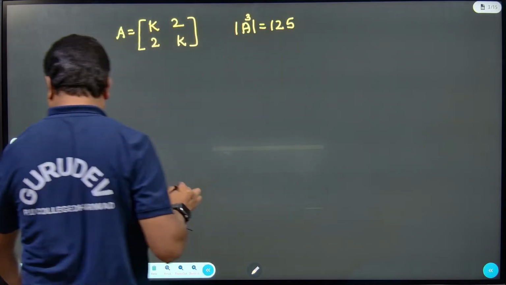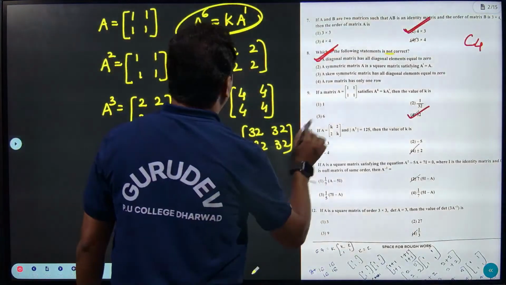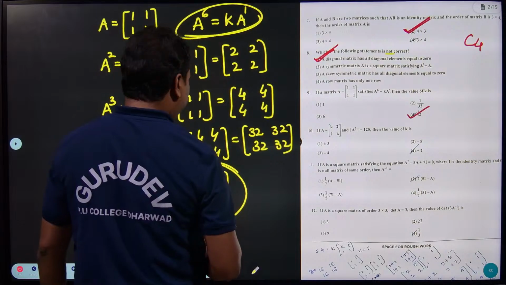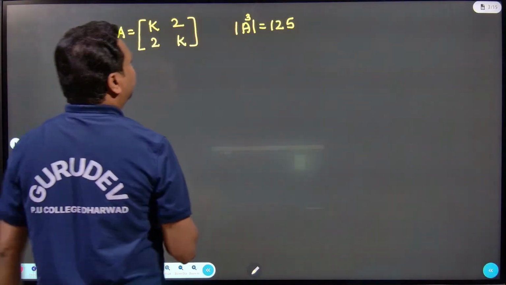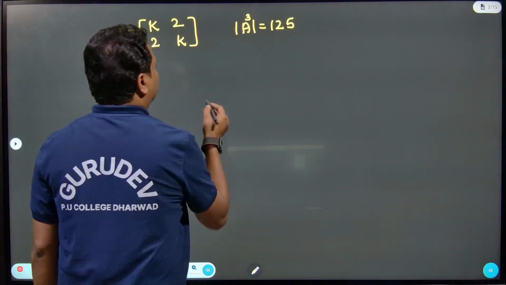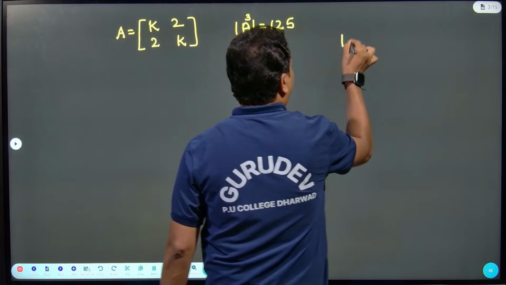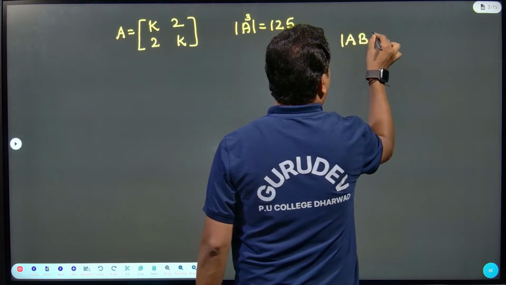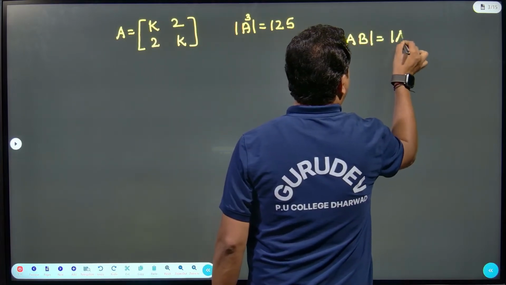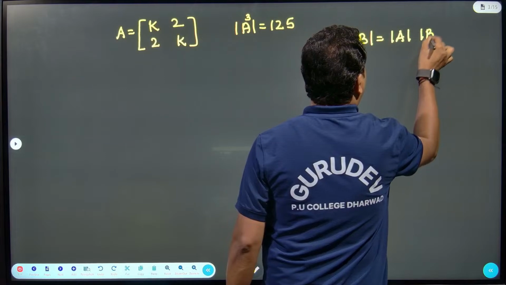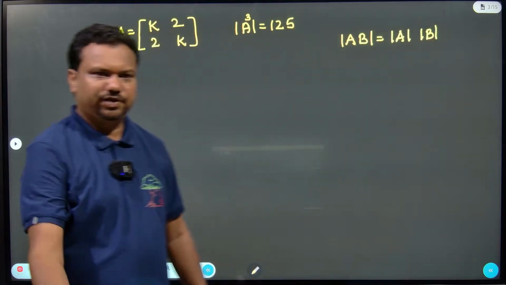Can you just verify this? Determinant of A cube is 125, then they ask for the value of k. So we know that we have studied one property. I hope you remember. What is determinant of AB? Can we write it as determinant of A into determinant of B? Yes, we can write it.